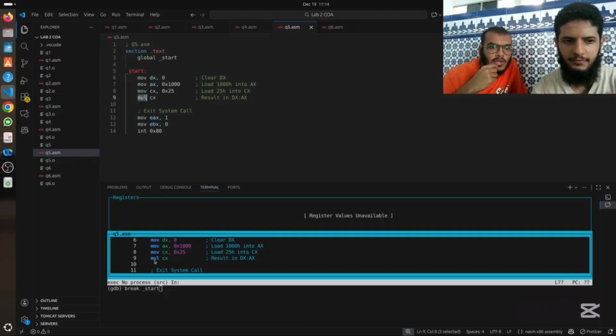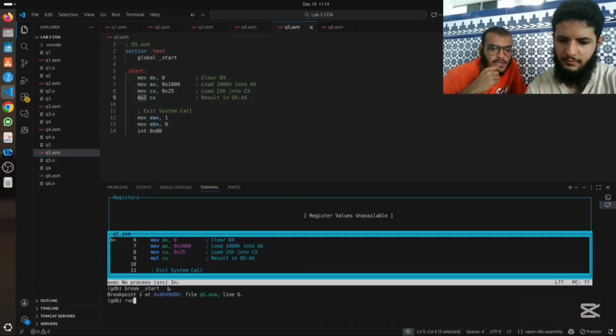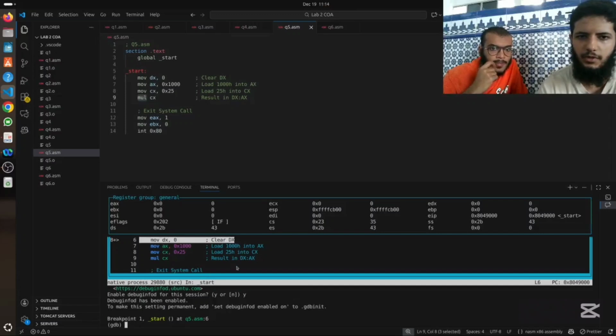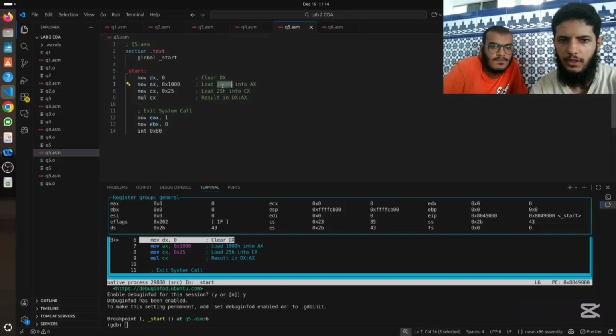The first line is to clear the DX to 0, and then for the AX, load 1000 hexadecimal to the EX. Then 25 hexadecimal is going to be loaded to the CX.